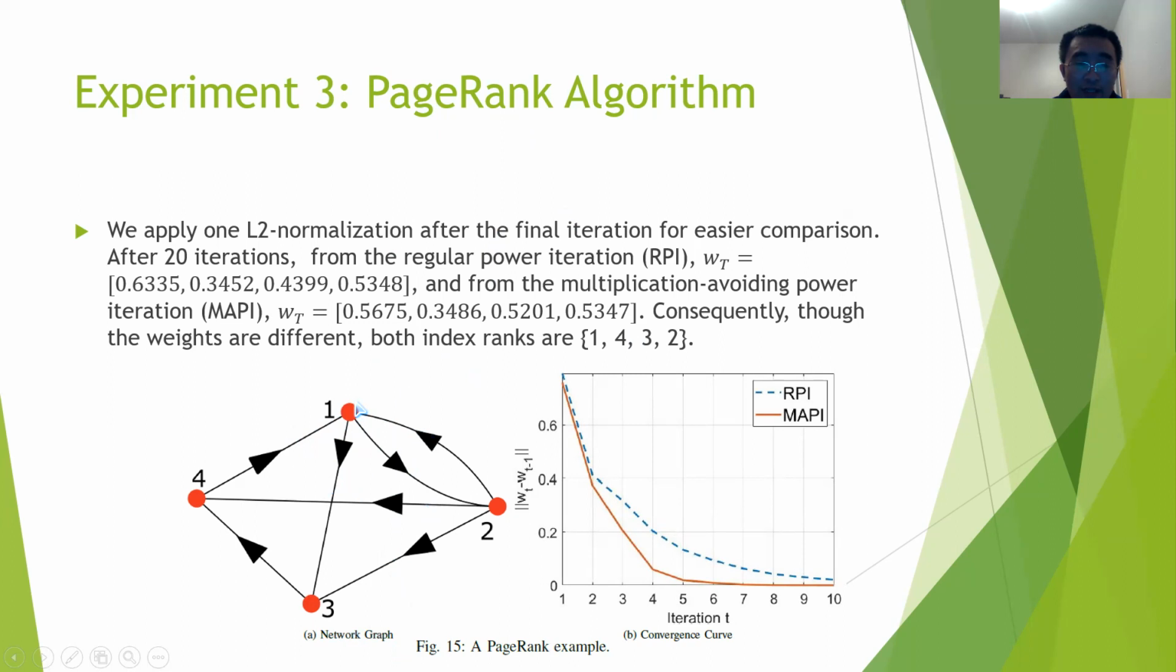So for example, in this toy example, there are 4 nodes. So the matrix will be 4 by 4, and we run power iteration and the modification avoiding power iteration. You can see that our convergence is much faster than the regular power iteration, and the ranks are the same. I mean, which is the largest, which is the second largest, that is the same.